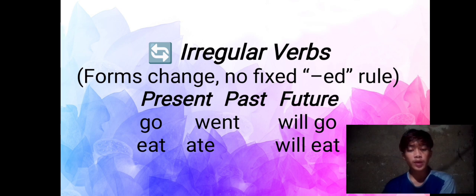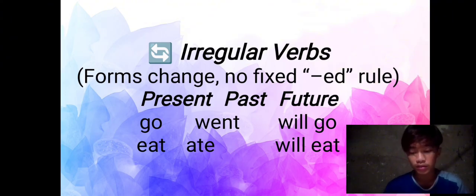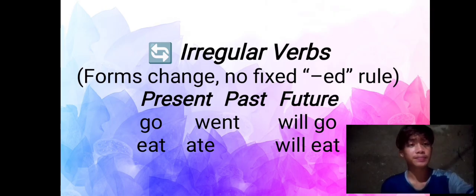In our present here again is eat, and our past verb is ate. And our future verb here is will eat. So the endings for irregular verbs can change a lot according to the tenses. In fact, the ending of the entire word might change completely.